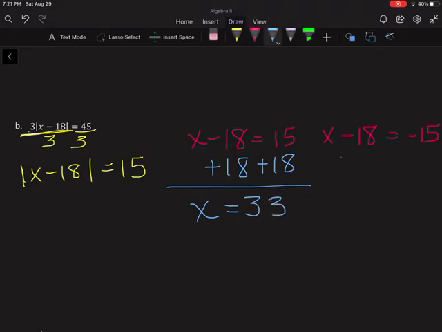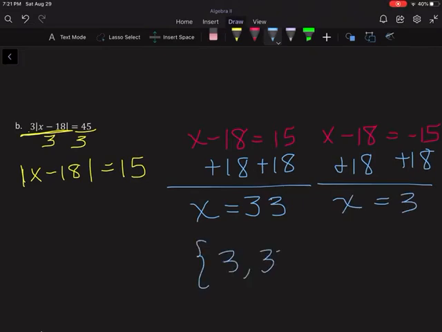Thirty-two, 33. So our solution set is 3, comma 33.